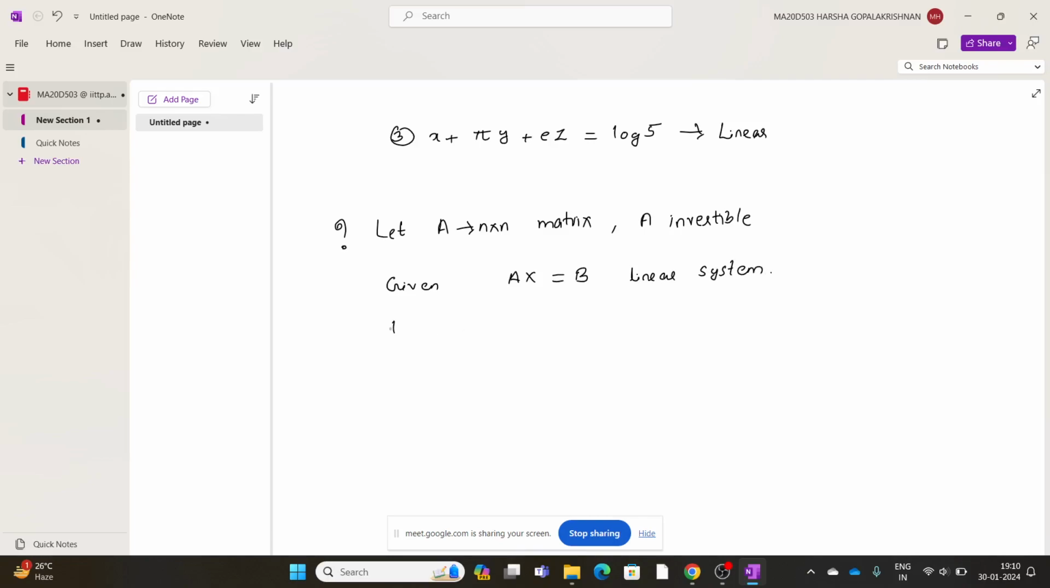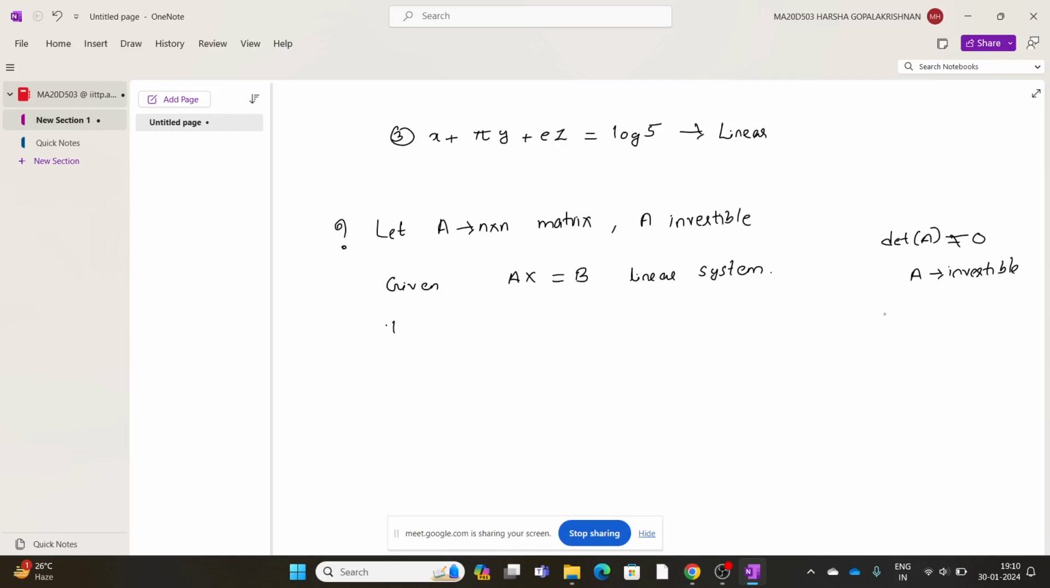Ma'am, can you come again? What is invertible? Do you know the determinant of A? If the determinant of A is not equal to 0, then A is invertible. That is one condition. We say this invertibility only for square matrices, and this is one condition.